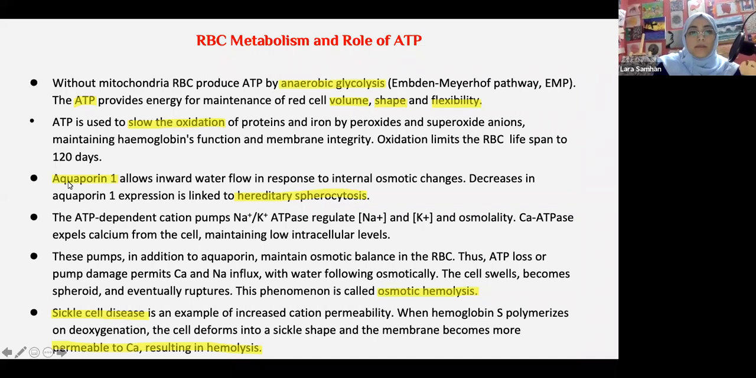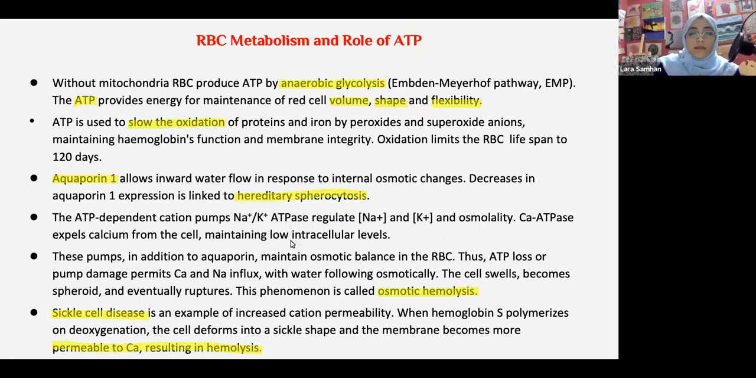Over here we have aquaporin 1. Once you hear the word aqua, it means water. So this aquaporin 1 is a transport channel that transports water, and it maintains the osmosis of the water entering the RBC. We don't want lots of water to enter the RBC. Why? Because we're going to have a spherocyte, or a circle-shaped RBC, and this is abnormal. We would like the RBC always to maintain a biconcave shape.